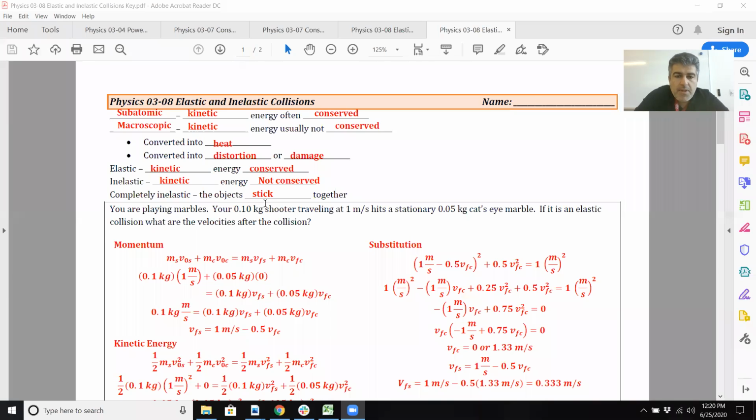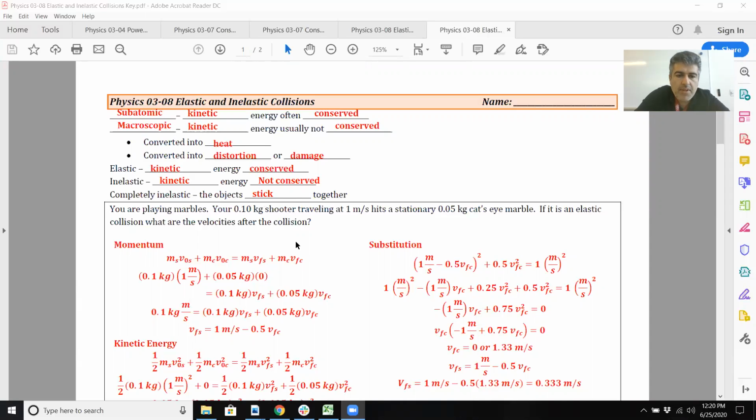So you're playing marbles, your 0.1 kilogram shooter traveling 1 meter per second, so it's basically a marble you're flicking, traveling at 1 meter per second, hits a stationary 0.05 kilogram cat's eye marble. Okay, fine. And you assume it's at rest because it's stationary. If it is an elastic collision, what are the velocities after the collision? Okay.